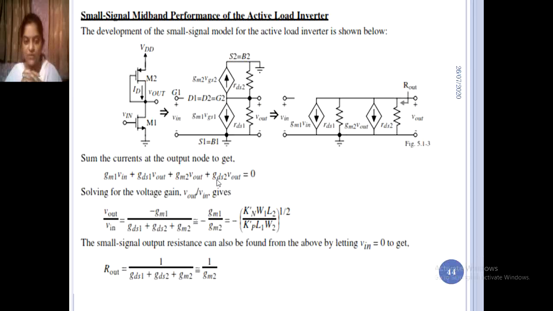So solving for the gain, that is Vout divided by Vin, the voltage gain is given by minus the transconductance of the first MOSFET divided by gds1 plus gds2 and gm2, which is approximately minus gm1 by gm2, that is 1 upon square root of beta.